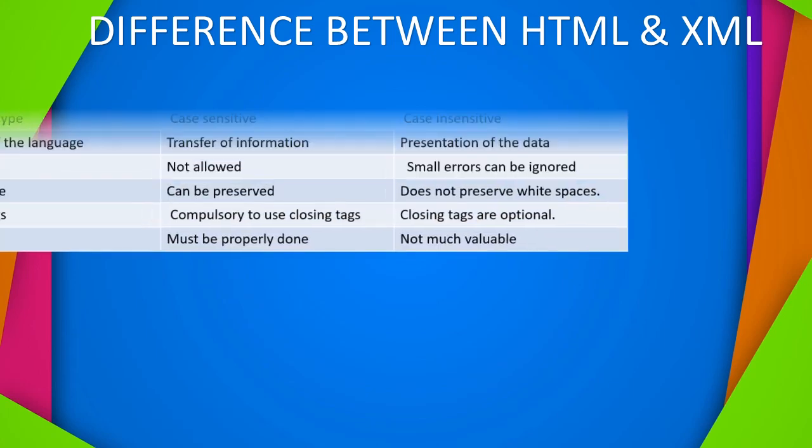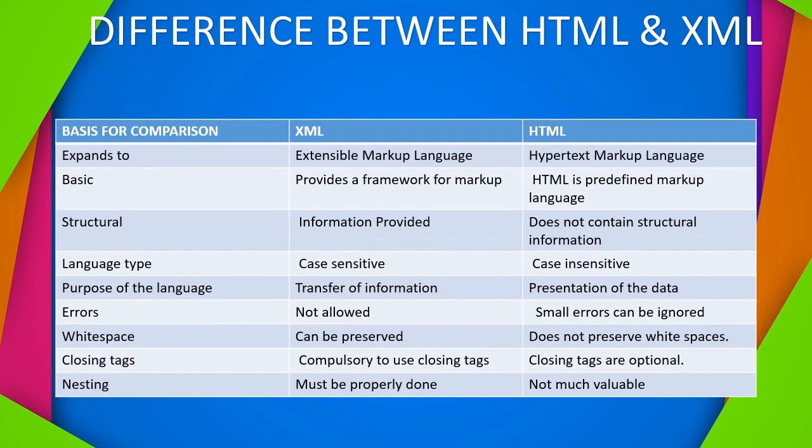And these are the differences between the HTML language and the XML language. XML is extensible markup language, and HTML is hypertext markup language. XML is user defined. We can create our own tags, but in HTML we can't create our own tags. All tags are predefined. In XML we should provide the structural information.